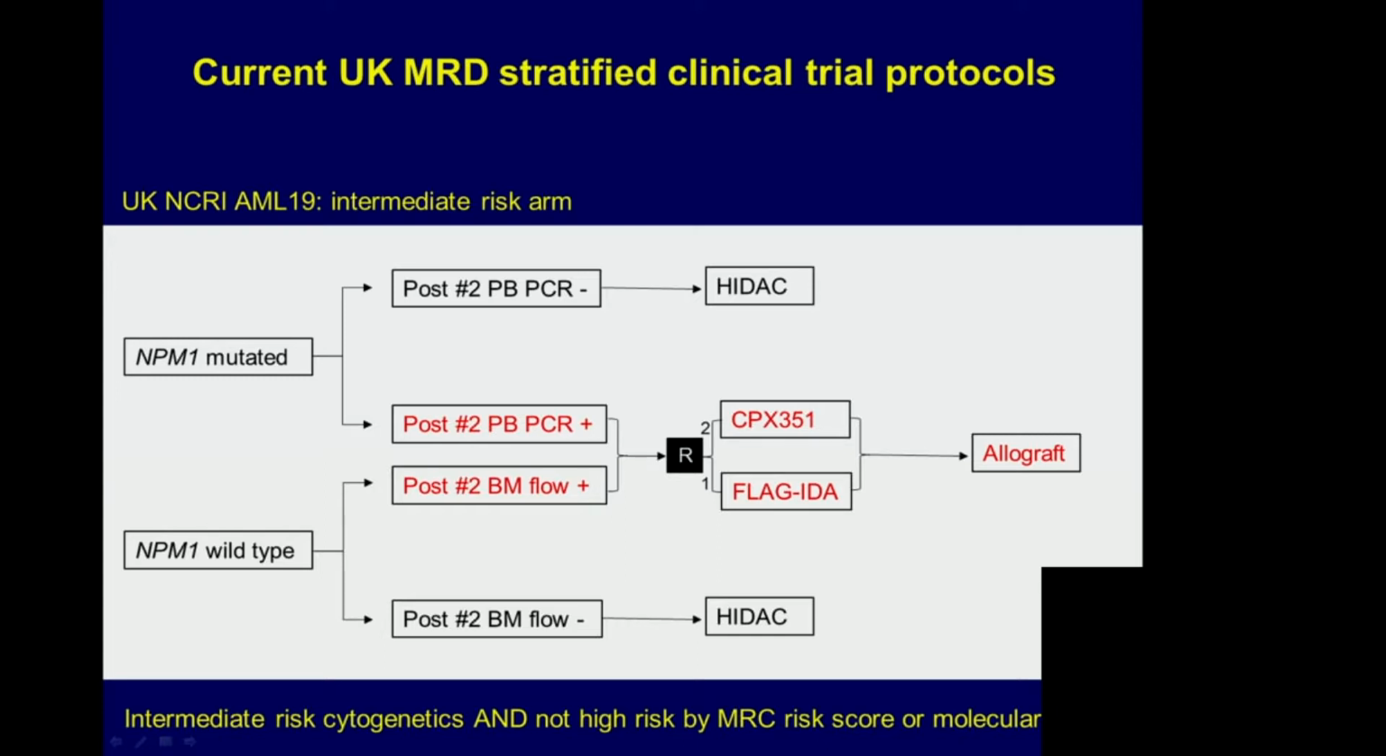Similarly, those patients who are wild type for NPM1 are followed by flow cytometry in Sylvie Freeman's lab in Birmingham. And those patients who are flow MRD negative after course 2 again receive standard consolidation chemotherapy, whereas those patients who are positive by flow MRD again go into the high-risk arm, are randomized between CPX and FLAG-IDA and transplanted.